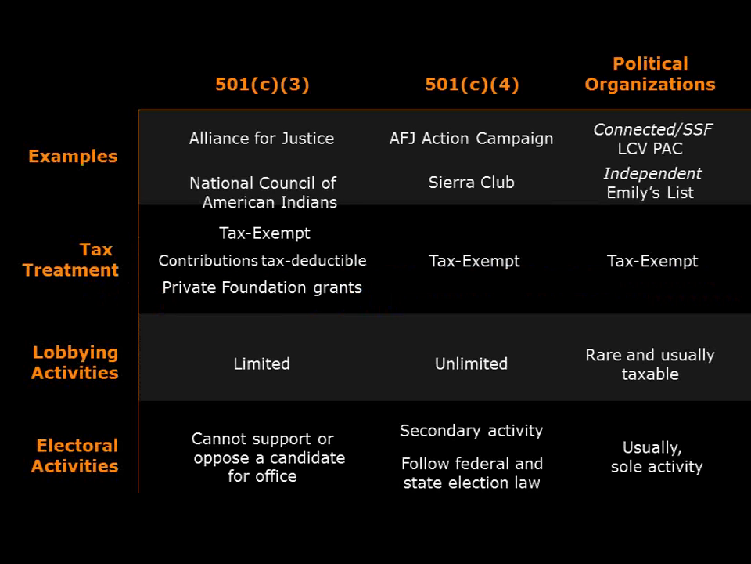So first off, we'll start with comparing nonprofits, and we'll begin with 501(c)(3) organizations. We hear many times people use the name interchangeably. They say nonprofits to talk about every single tax-exempt organization, but they're not all the same. 501(c)(3) organizations are the primary charitable organizations that we know about. These are organizations founded for religious, scientific, charitable, and educational purposes. They are organizations like the National Congress of American Indians and organizations like Alliance for Justice.